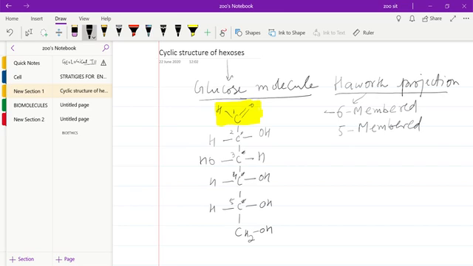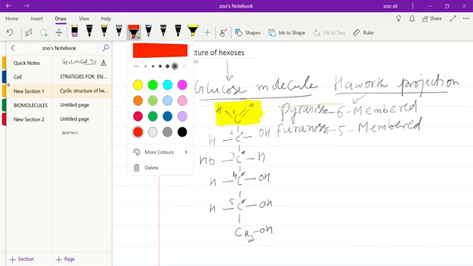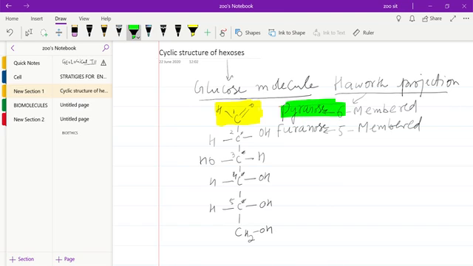Suppose it's six-membered; if you take a six-membered structure, this type of structure is called a pyranose. And if you take a five-membered structure, it is called a furanose. So we have to understand how pyranose and furanose look. So one is the six-membered pyranose and another is the five-membered furanose.